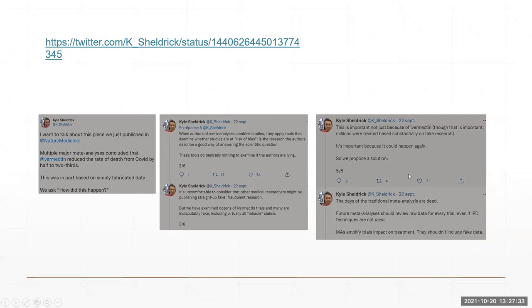Yeah, he proposed a solution. The days of the traditional meta-analysis are dead. Future meta-analysis should review raw data for every trial, even if IPD techniques are not used. MAs amplify trials' impact on treatments. They shouldn't include fake data.